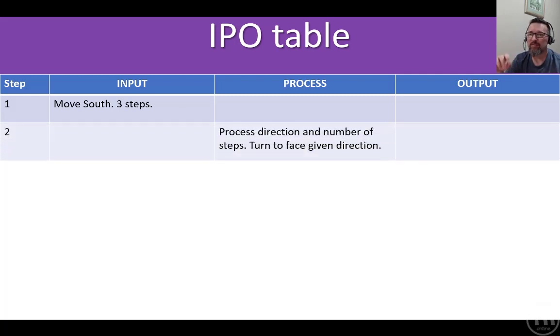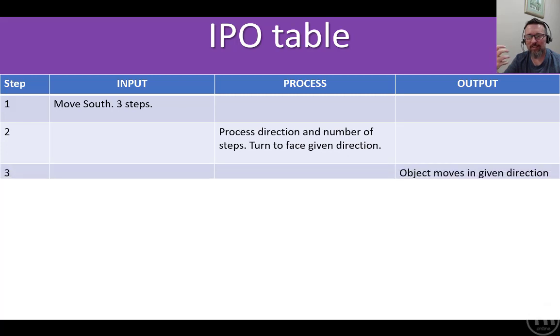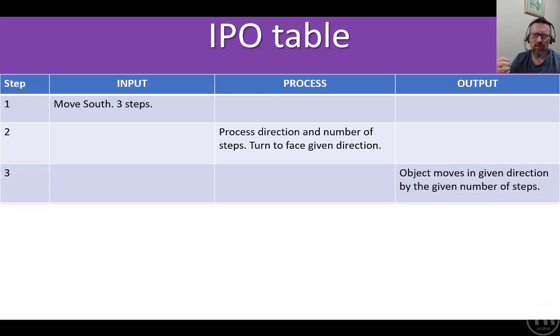The next thing that happens is step number 2, and that is where the processing takes place. Process the direction and the number of steps. Turn to face the given direction. So that's the processing, all the stuff that it has to think about and do. Then the output, what actually takes place: the object moves in the given direction by the given number of steps.